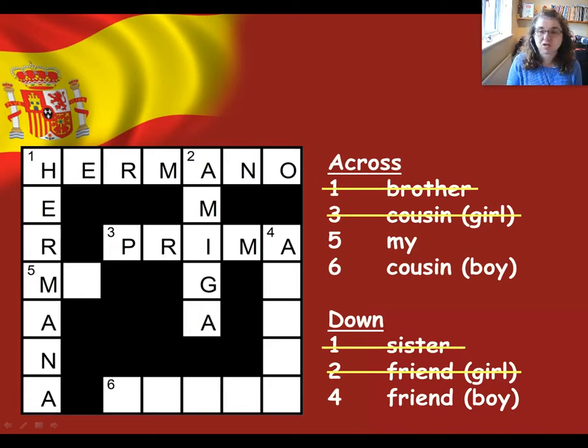And now five across. That's a very short word, isn't it? But we've got one of the letters. Five across says my. What's the word for my? You've got it. It's me. Now we've got two left, haven't we?